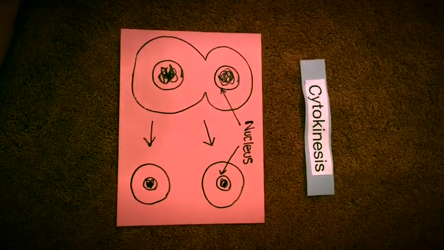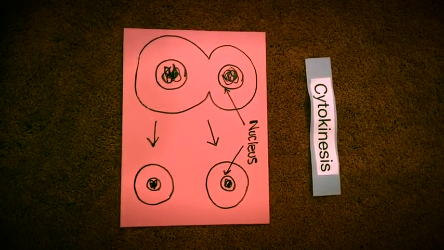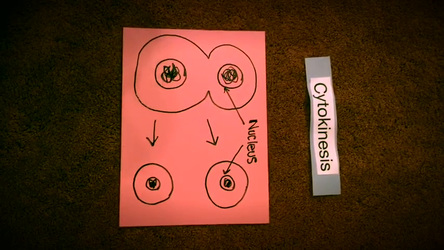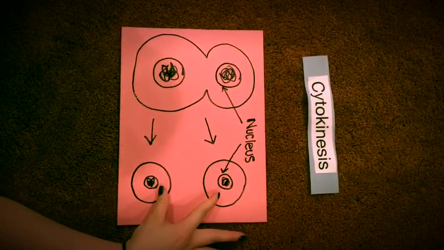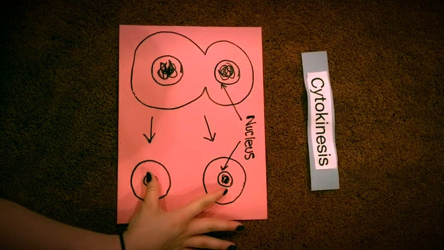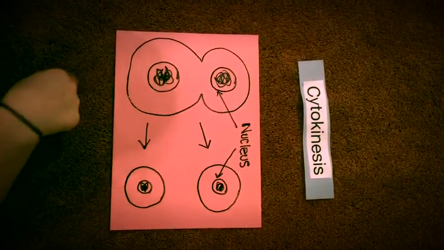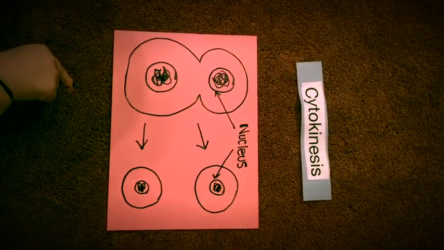Cytokinesis happens when telophase does. It's the division of cytoplasm. It creates 2 daughter cells, and each daughter cell is identical to the parent cell.